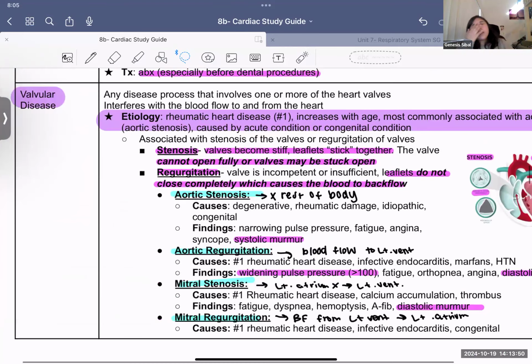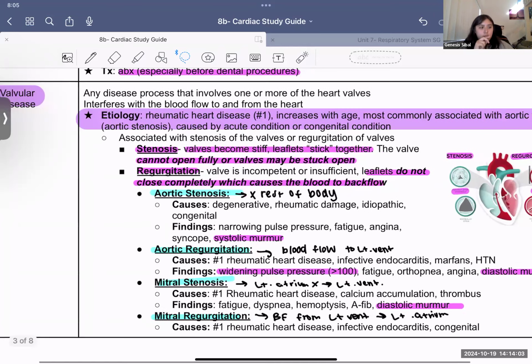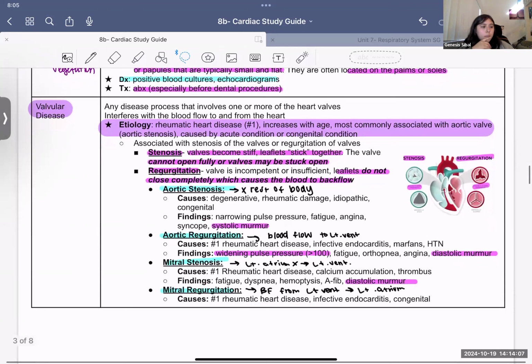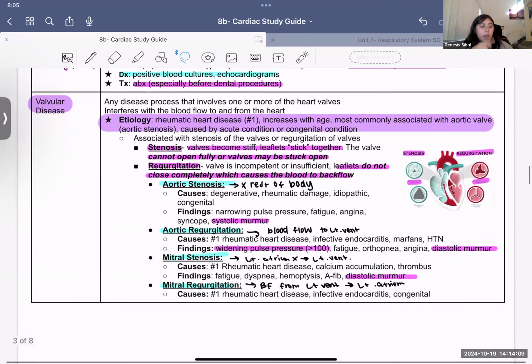So valvular disease, I hated this because I feel like, I'm gonna be honest, Harding didn't ask us anything about this on the exam, and I remember being so mad because I had to memorize it. Really, the one thing, rheumatic heart disease is literally the number one cause, and basically it's mostly associated with the aortic valve. So aortic stenosis is usually going to be the most common thing you're going to see.